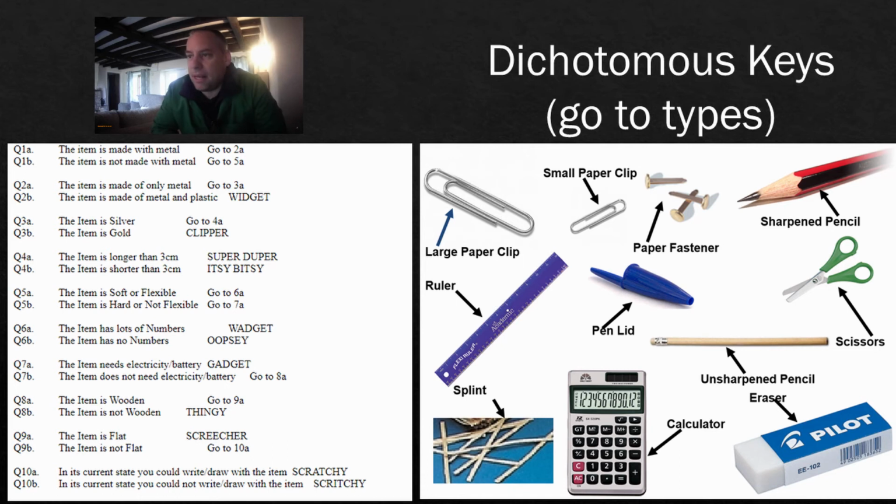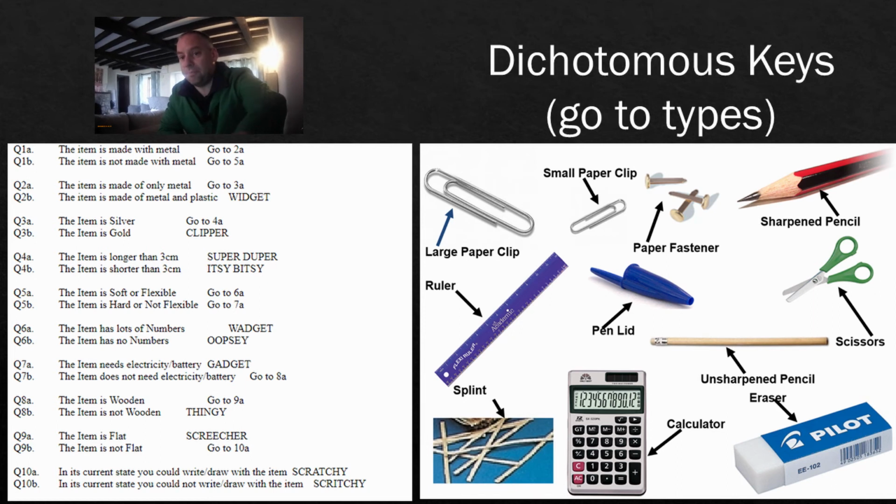So I've got a paperclip, small paperclip, paper fastener, sharpened pencil, etc. Now, what I've done is I've invented a new language for each of those different objects. We'll start with the paperclip, and I'll just show you how to do the paperclip because you're then going to have to go and do the other bits on your own. So let's look at the large paperclip. First question says, is it made from metal? If so, go to question 2A. Well, that is made out of metal, so we're going to go to question 2A.